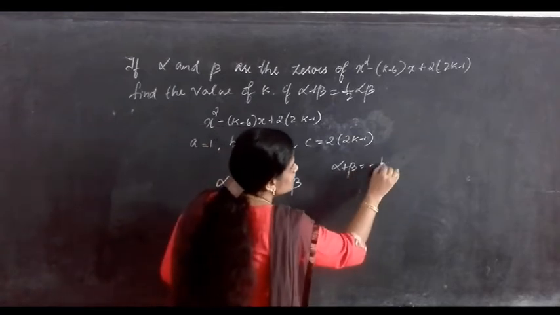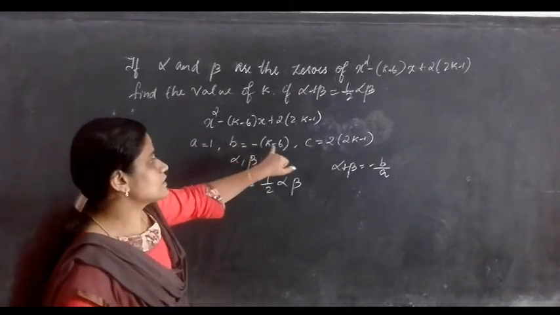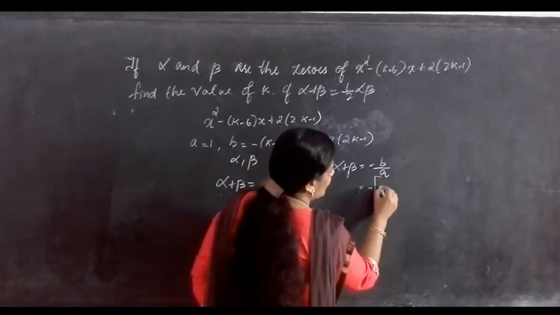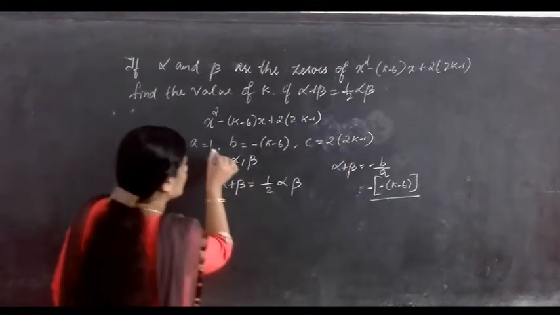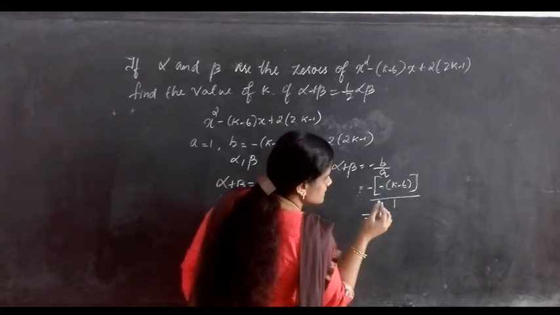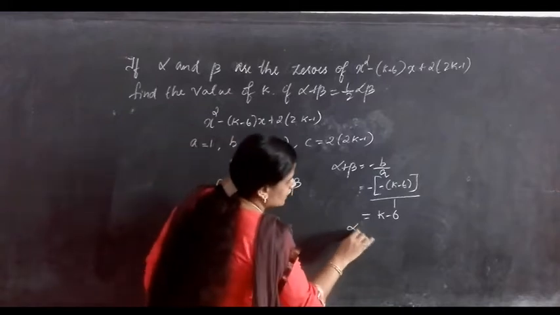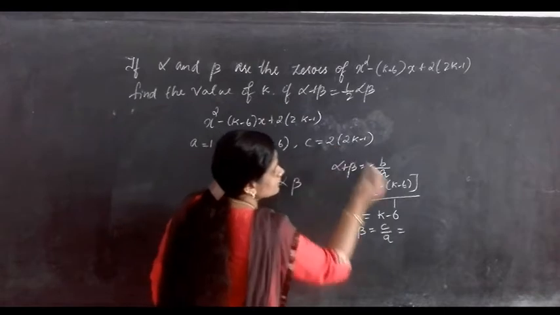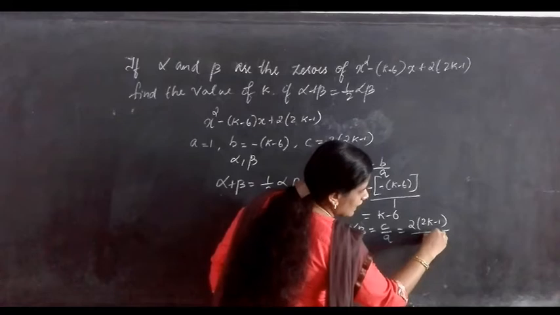Alpha plus beta is equal to minus b by a. What is b here? Minus of (k minus 6). Is it, children? So minus of (k minus 6) by what is a here? 1. So this minus and minus will become positive. So the answer is k minus 6. Okay. Now the next one. Alpha beta is equal to c by a. What is c here? It is 2 into (2k minus 1) by a, 1.